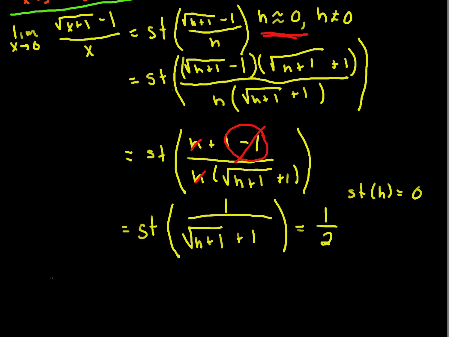So we now know that the limit as x approaches 0 of the square root of x plus 1 minus 1 all over x is simply equal to 1/2. Again, as x gets infinitely close to 0, this function will get infinitely close to 1/2.